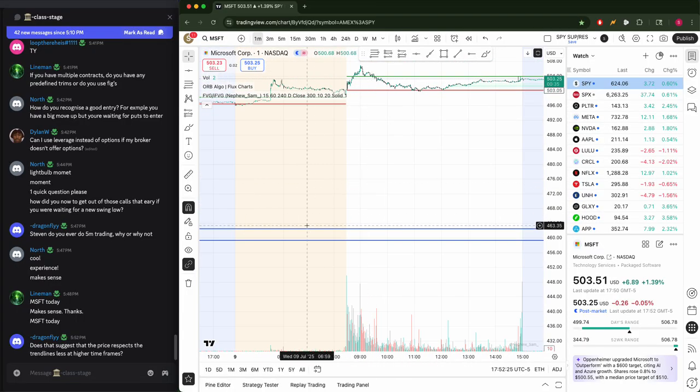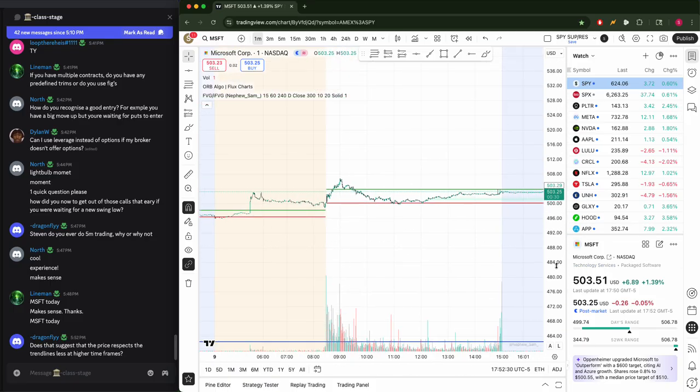See, I don't trade Microsoft. The last time I had key levels for Microsoft was all the way down at 459 and 462. So I do not trade the stock at all.